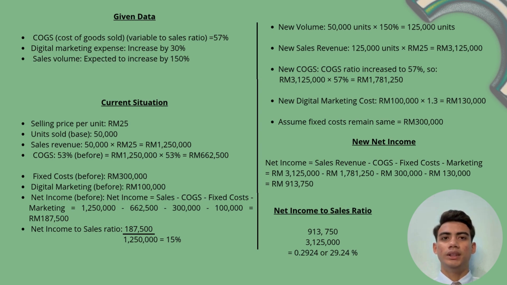In the future expectation after growth, what happens when our business grows is we expect our sales volume to increase by 150%, so we will sell 125,000 units. That gives a new sales revenue of 3,125,000. Our cost of goods sold increased to 150%, which is RM1,781,250. Digital marketing cost goes up by 30%, so now it is 130,000. Fixed cost stays the same at 300,000.